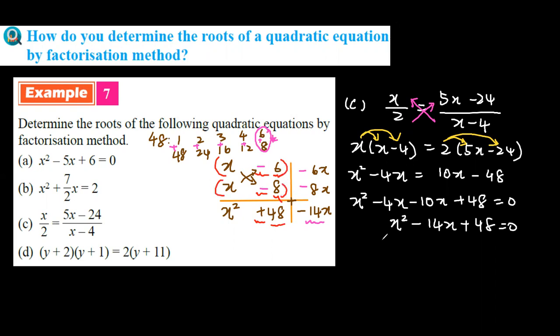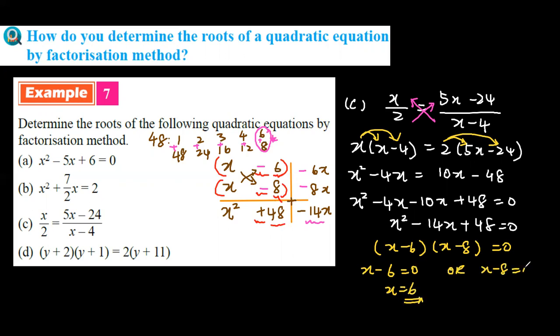Okay. The factorization is x minus 6, x minus 8 equal to 0. So later, as usual, x minus 6 equal to 0, x equals 6. Or x minus 8 equals 0, x equals 8. Okay, write down your answer. The roots are x equals 6 and x equals 8.